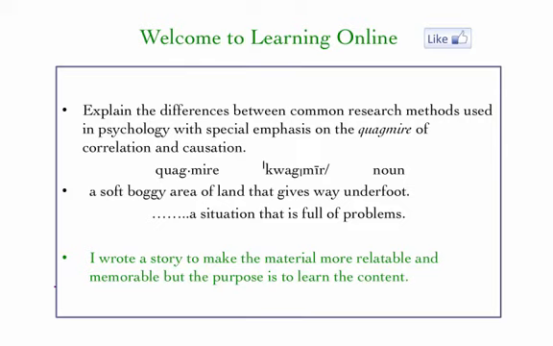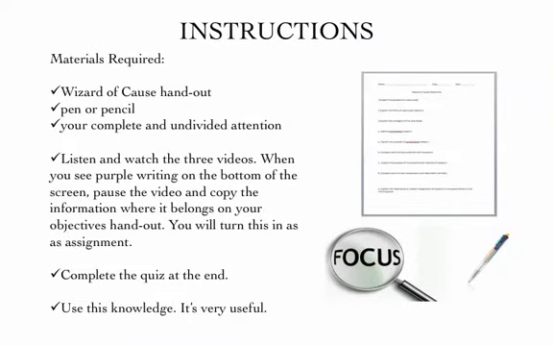I wrote a story to make the material more relatable and memorable, but the purpose is to learn the content, so please don't forget that. Instructions. You're going to need your Wizard of Cause handout, a pen or a pencil, and your complete and undivided attention. You're going to listen to and watch 3 videos, and when you see purple writing on the bottom of the screen, pause your video and copy the information where it belongs on your objectives handout. You're going to turn this in as an assignment. When you're done watching all 3 videos, you're going to complete a 10-question quiz, and you're going to be using this knowledge in your life. Believe it or not, it's very useful.